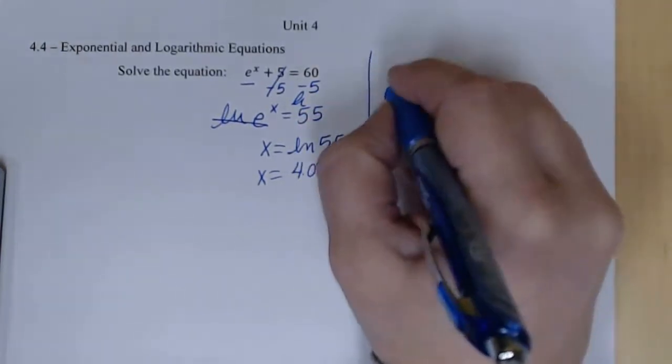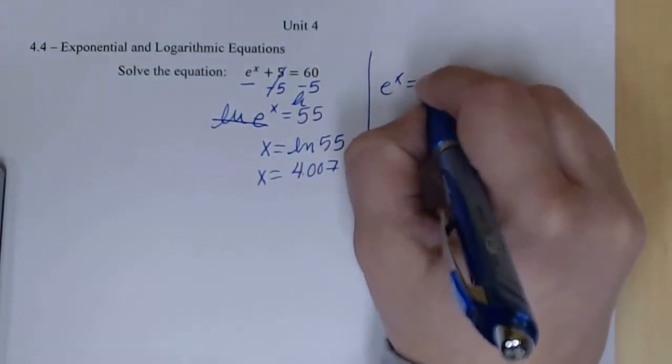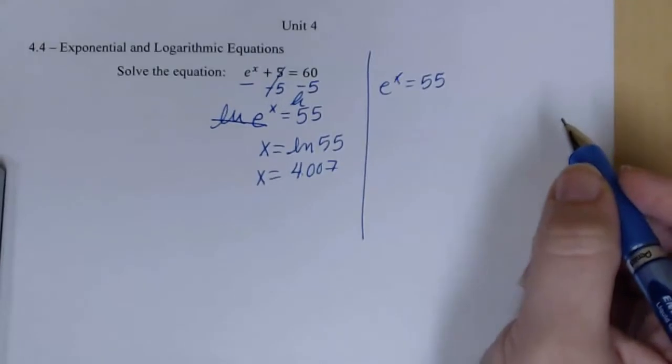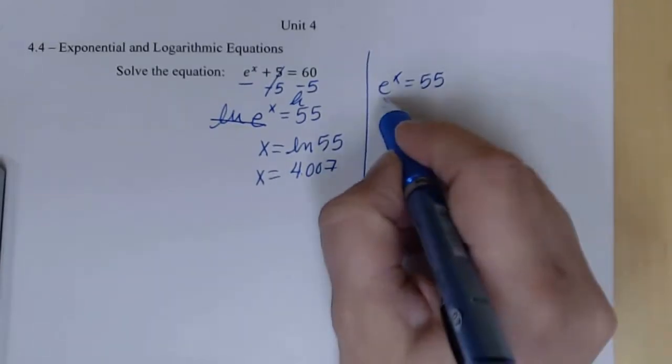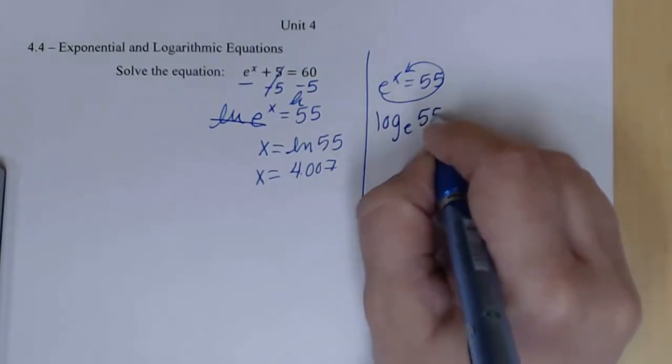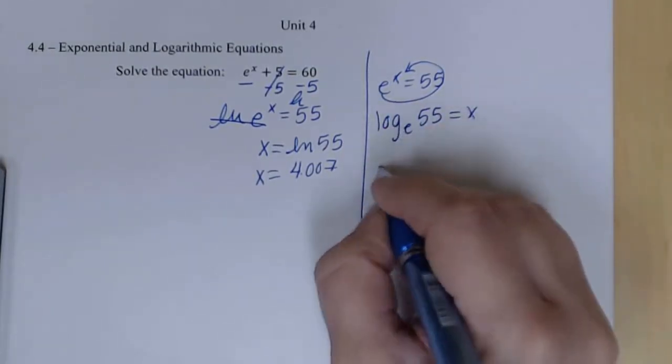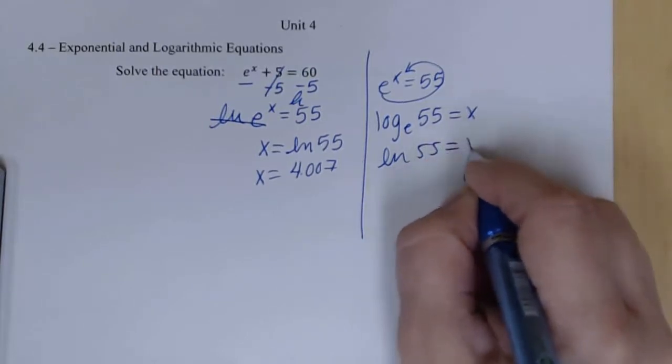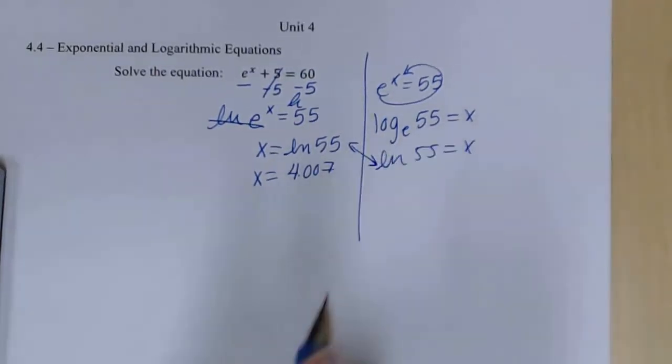Again, another approach with that e to the x equal to 55. Maybe you said, well, I would have just snailed that around. So that would give you log base e of 55 equal to x. Well, log base e we rewrite as ln of 55. And notice I'm back to the same step. So either approach works with this one. I just like ln on both sides. I think that goes really quickly.